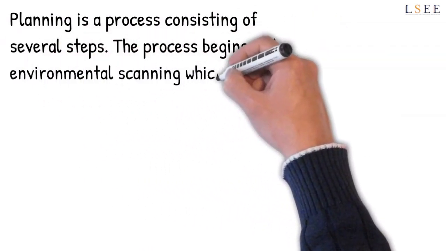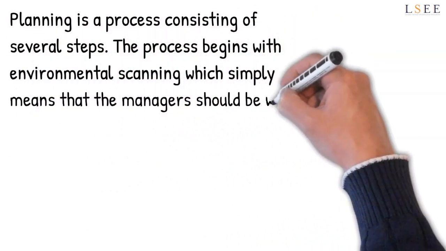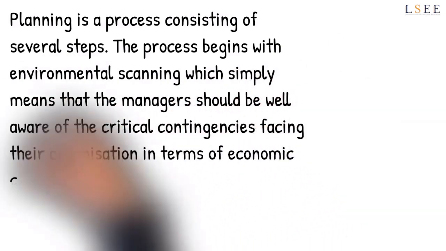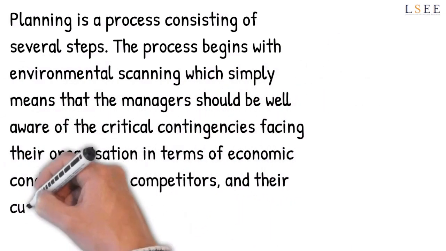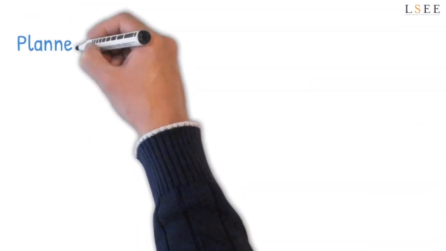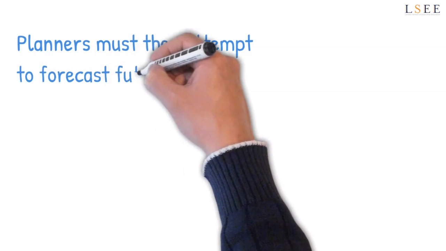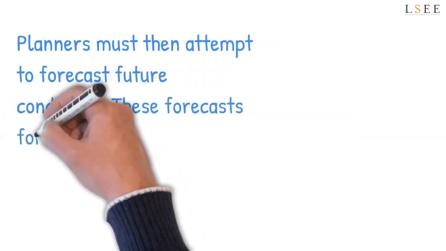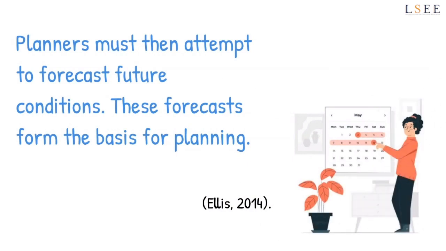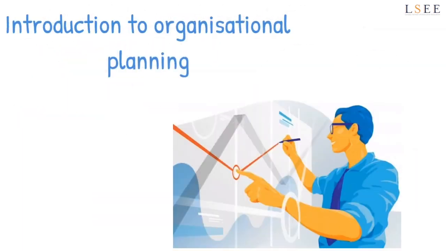The process begins with environmental scanning, which simply means that managers should be well aware of the critical contingencies facing their organization in terms of economic conditions, their competitors, and their customers. Planners must then attempt to forecast future conditions. These forecasts form the basis for planning. Ellis, 2014, Introduction to Organizational Planning.